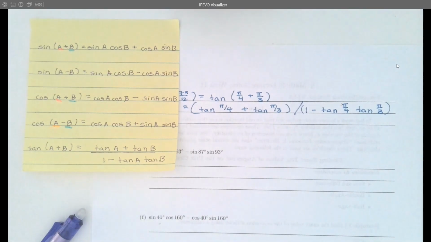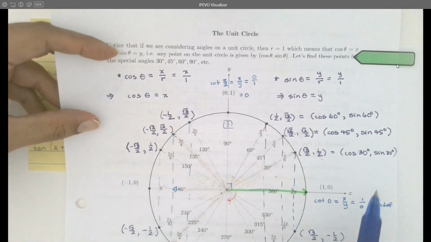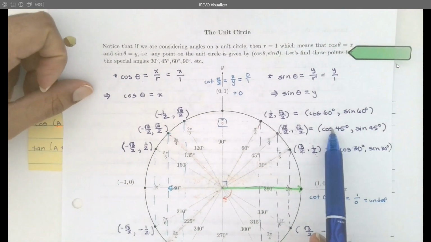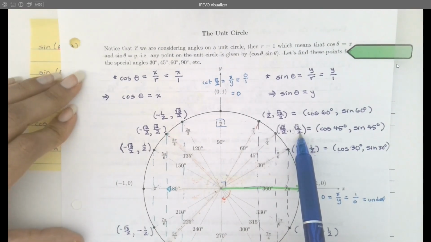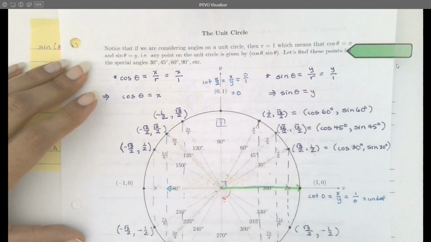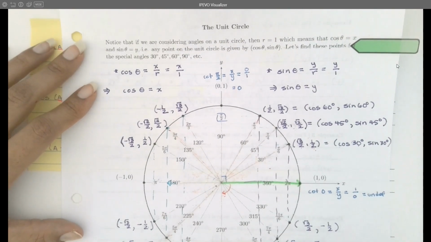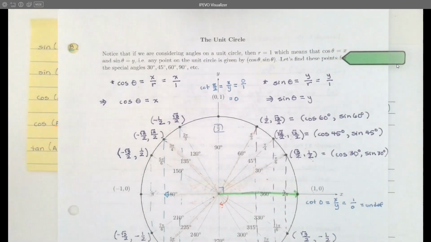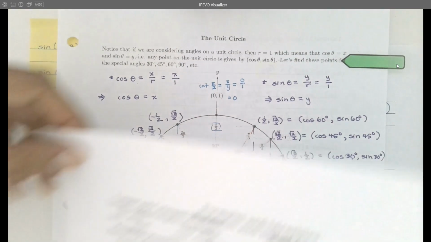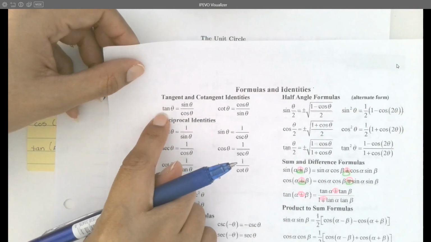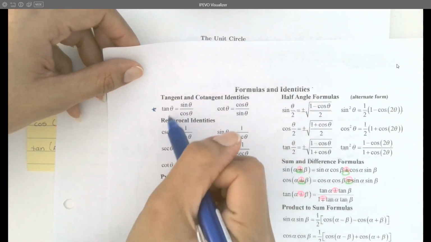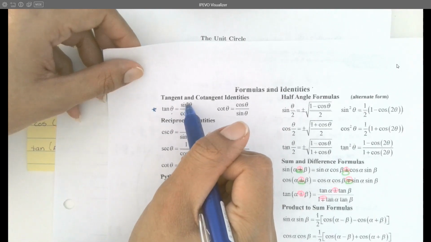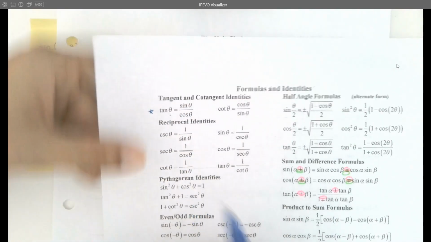So we can refer to our unit circle, and in the unit circle, what we have to keep in mind is that we have explicitly sine and cosine. Cosine is the x-coordinate, sine is the y-coordinate, but we can always find what tangent is by remembering that tangent is y over x, or in other words, sine over cosine. You can also find that same formula on the formulas and identity sheet at the very top. Tangent of angle theta is going to be sine of angle theta divided by cosine of angle theta.